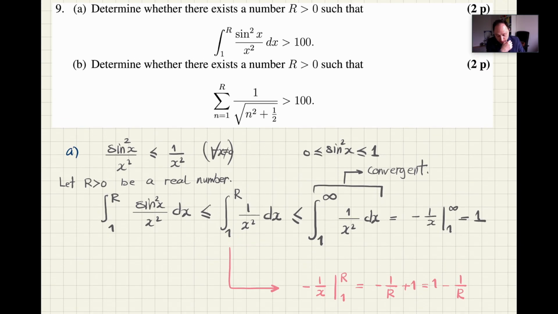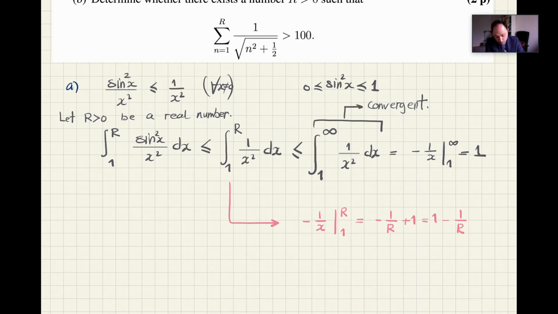Because when r is positive, 1 over r is also positive, and then you are subtracting a positive number from 1, so definitely it is smaller than 1. Yes? When the bigger one is smaller than 1, let alone the smaller one, a smaller one cannot be bigger than 100. So the answer to this is negative, so we would say no.